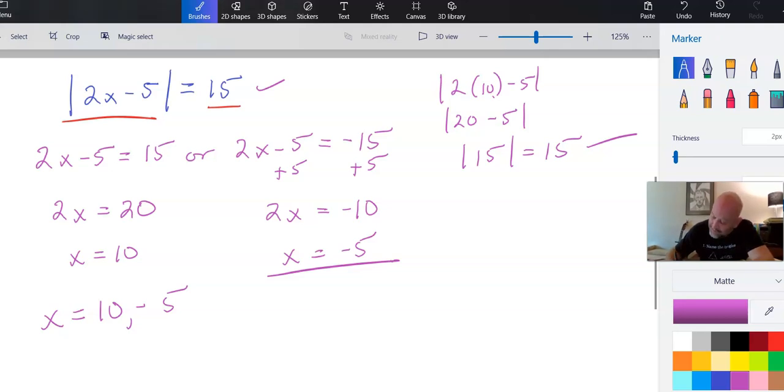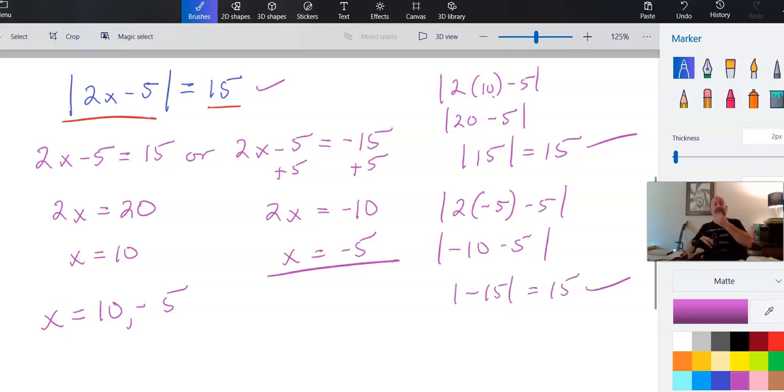Okay, so let's check negative 5. So this time it would be 2 times negative 5 minus 5. That gives me negative 10 minus 5. And I'm still taking that absolute value, so it's the absolute value of negative 15, which is 15, and that's a check. Right, but that could have just as easily been a computational error too.